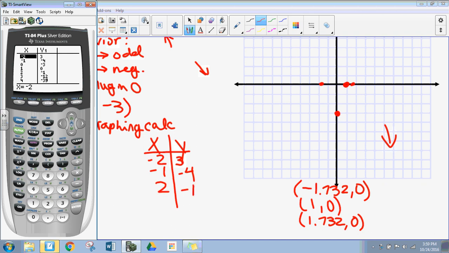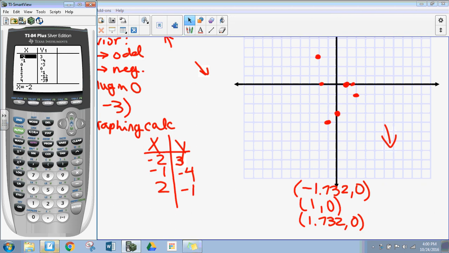So we want to get things to the right of our x-intercepts and to the left of our x-intercepts and anywhere in between to give us just a little bit more of an idea of what's happening. So let's graph those points. So we have negative 2, 3. And we have negative 1, negative 4. So that gives us a little bit more of an idea of the shape of this. And then we have 2, negative 1.